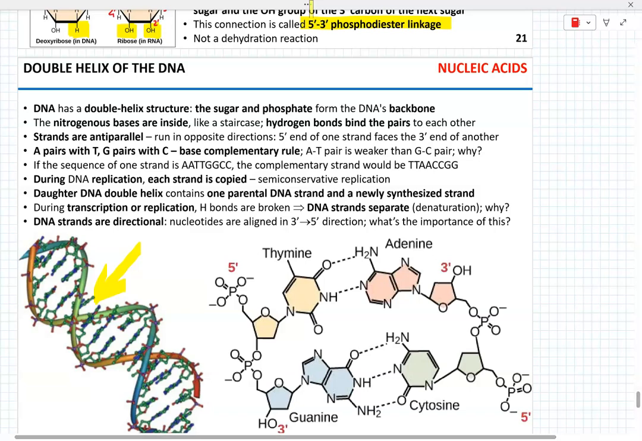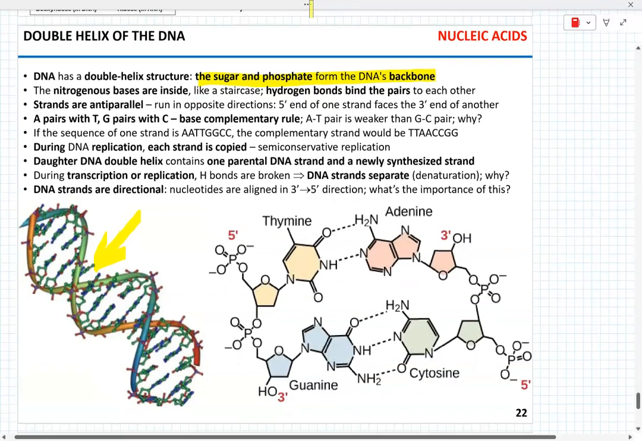In this double helix structure, the sugar and the phosphate form the backbone. Here I highlight the backbone. The nitrogenous bases are inside, facing each other, forming some sort of a staircase.